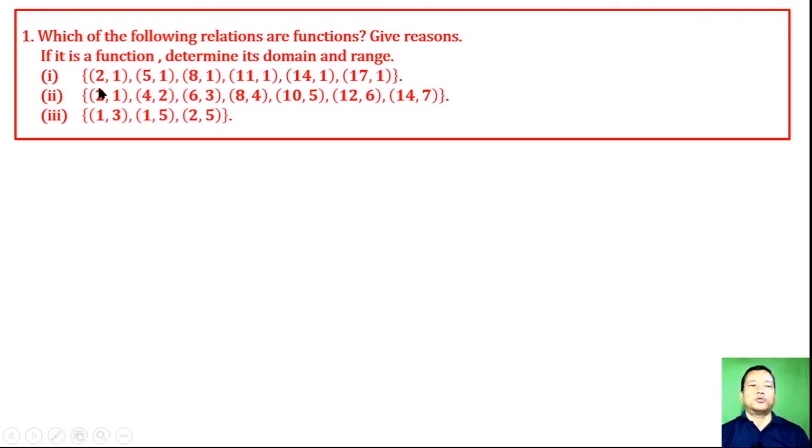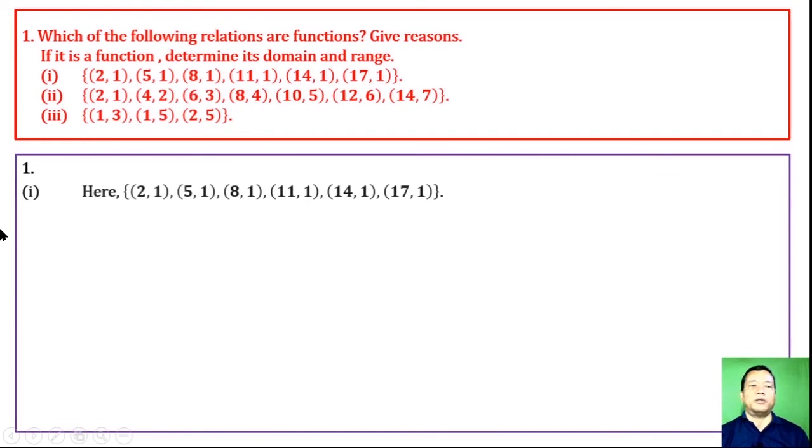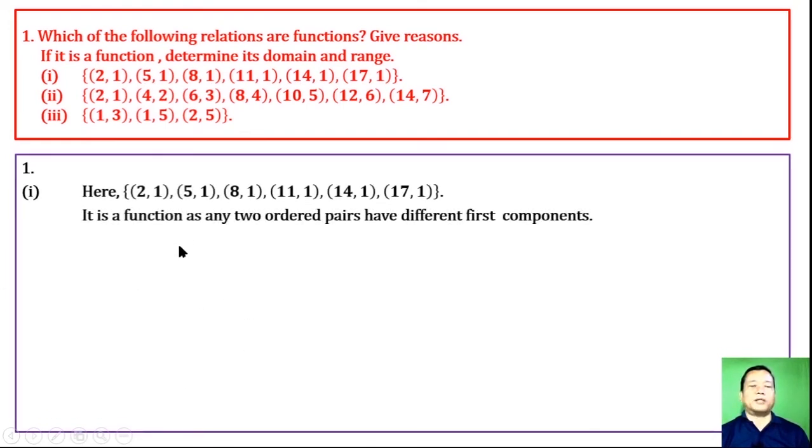Roman number 1: (2,1), (5,1), (8,1), (11,1), (14,1), (17,1). This is a function. Here it is a function as any two ordered pairs have different first components. Any two ordered pairs of this set have different first components, therefore it is a function.